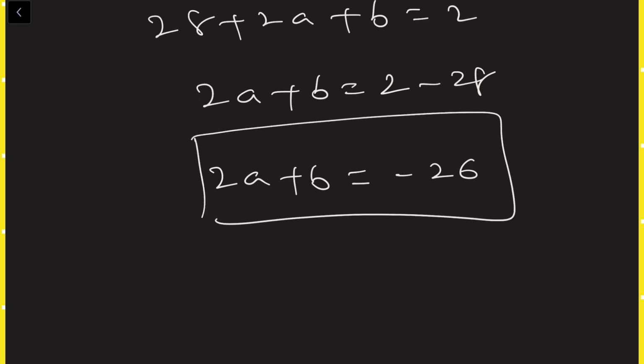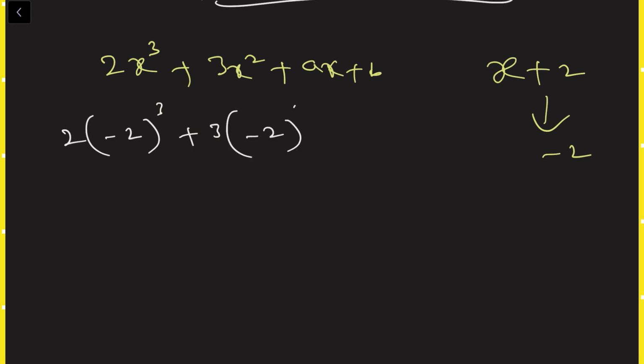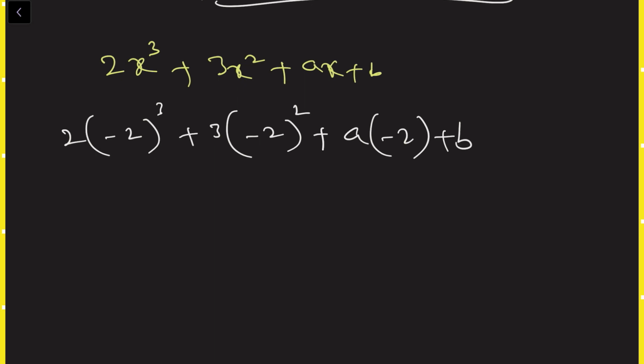Next, the same polynomial again, 2x cube plus 3x square plus ax plus b. Now this time it is being divided by x plus 2, leaving the remainder minus 2. So x plus 2 is there, then we need to substitute minus 2. Let us substitute. 2 into minus 2 whole cube plus 3 into minus 2 whole square plus a into minus 2 plus b. And he clearly mentioned that after dividing it with x plus 2, it leaves the remainder minus 2. So make it equal to minus 2.